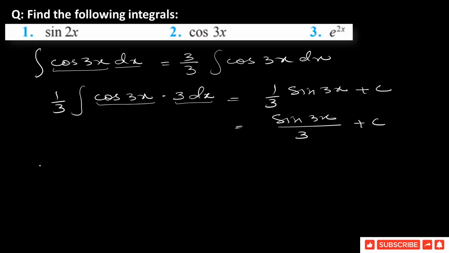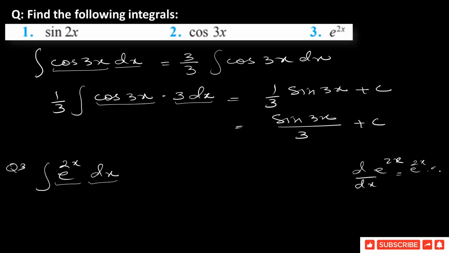Question number 3. Now question 3 states we find the integral of e power 2x dx. Same way, we must have the function plus its derivative. But when we find the derivative of e power 2x, it becomes e power 2x into 2.